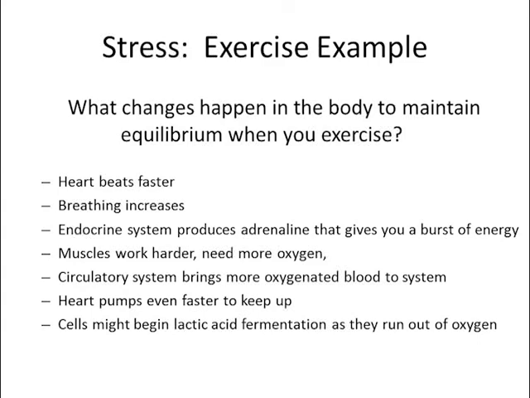Your breathing increases. Your mitochondria, remember those little guys? They want more oxygen, and you're trying to breathe more and get more oxygen into those mitochondria to give you energy. Our endocrine system is producing adrenaline. That gives us a really quick burst of energy. Our muscles are working harder. Our circulatory system is bringing more oxygenated blood to our systems. Our heart is pumping even faster.